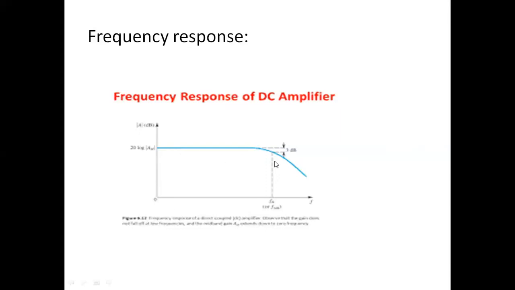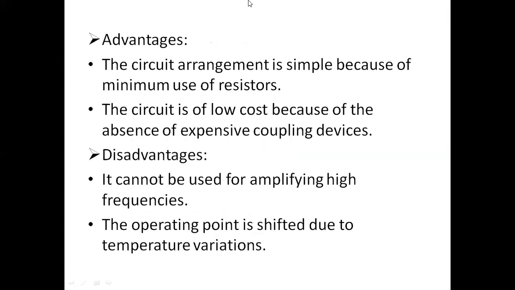But at higher frequencies the gain is reduced because of stray capacitance, that is, the internal capacitances. The stray capacitances lead to a decrease in gain at higher frequencies. So here we have higher gain at lower frequencies and lower gain at higher frequencies. The main drawback of this coupling is the passage of DC current, which shifts the operating point. And what are the advantages of direct coupling?